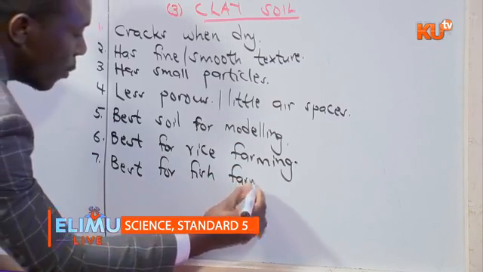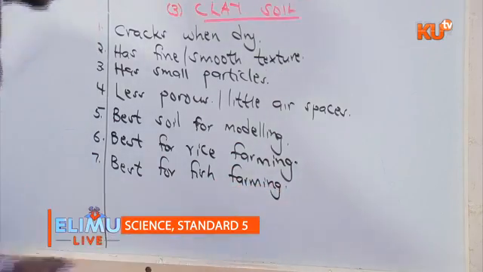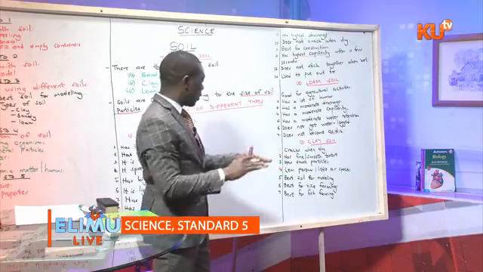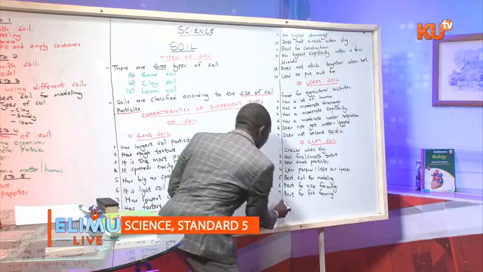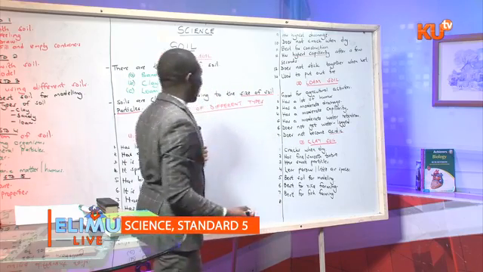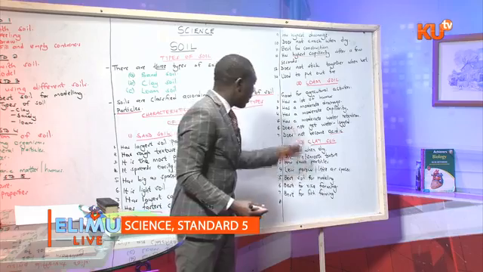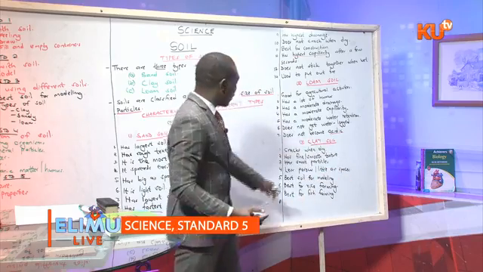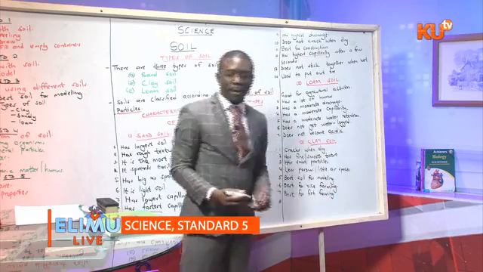Another characteristic is the best soil for fish farming. When we go to fish ponds, we find that water retains on the surface. We have water there. Because fish live in water, we cannot use sandy soil to make a fish pond. We use clay soil to make a fish pond. So this one is the best for fish farming.